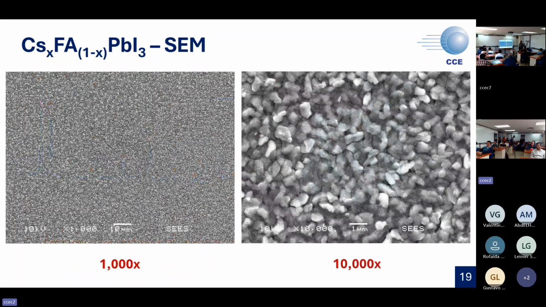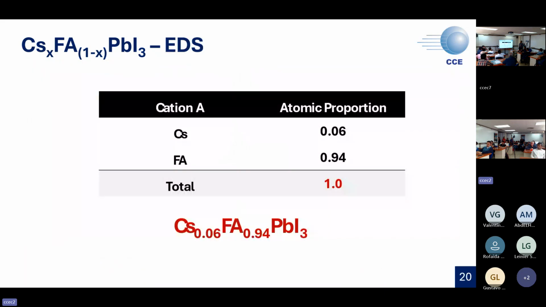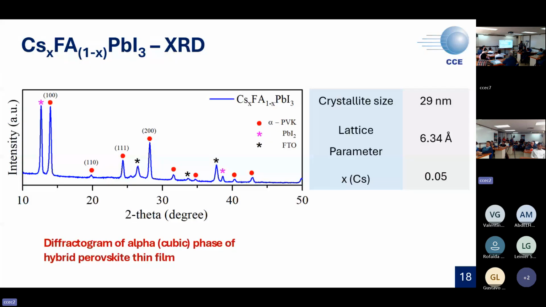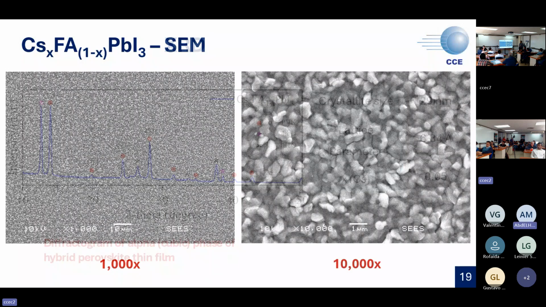And for the morphology properties by scanning electron microscopy, we obtain a uniform morphology of the material with a grain size of about 500 nanometers. Finally, by energy dispersive spectroscopy, it's possible to estimate an atomic proportion of cesium of around 6%, a value similar to that obtained by X-ray diffraction.